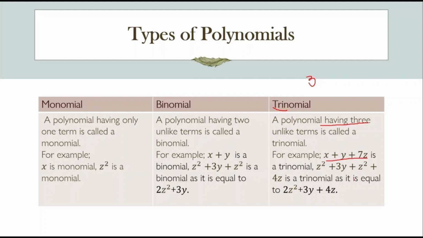If I consider the other example, z square plus 3y plus z square plus 4z, it looks like there are 4 terms, but again, focus on this thing, unlike. z square and z square were like, so we will add them first and we'll get 2z square, then there is 3y and 4z. We have 3 unlike terms, that is why it is a trinomial. I hope it's clear to you.